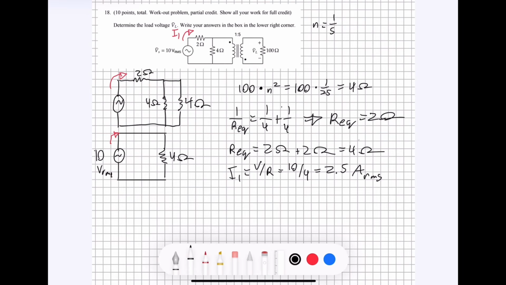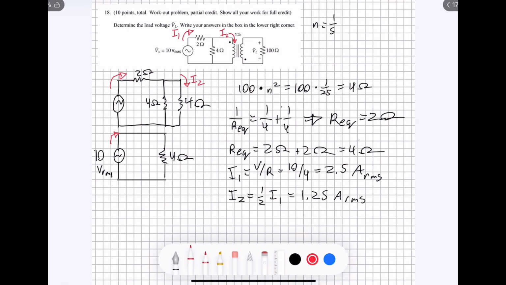So say we want to find the current going through there. I would call this I2. I2 is going to be exactly half of I1, and that is going to give us a value of 1.25 ARMS. That current right there is the current that's going through this side of the transformer. That's I2 right there.